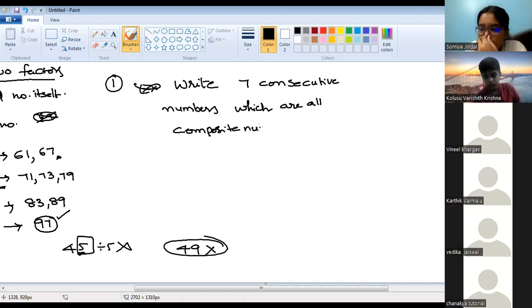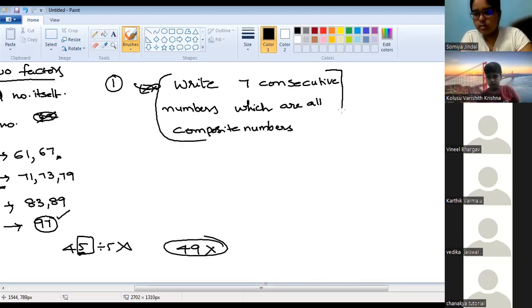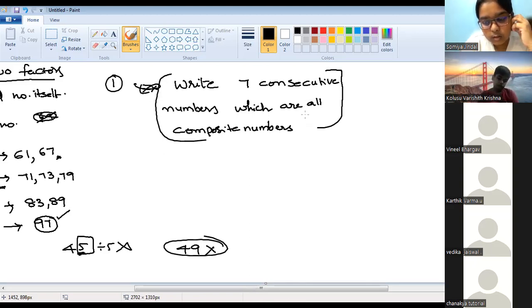Ma'am, it's hard to find. This same question was repeated more than 5 to 7 times, children, and also in the MBOK. Consecutive means side by side numbers. Suppose 2 and 3, 4, 5, 6 are consecutive numbers. 7, 8, 9, 10 are consecutive numbers. 11, 12, 13, 14, 15, 16, 17 are consecutive numbers. Immediately next numbers.